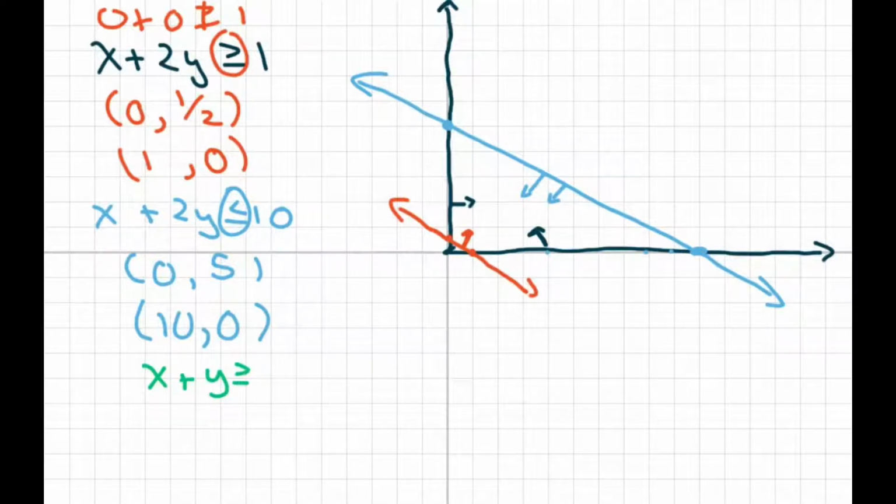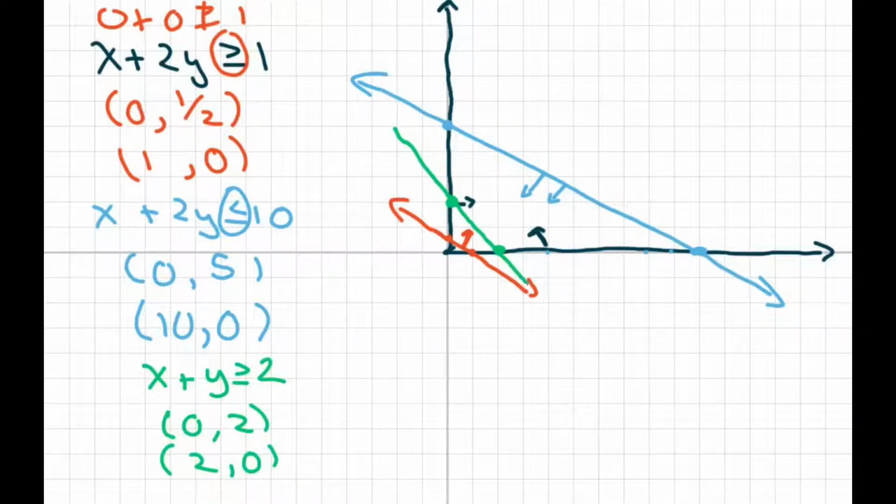Now the next one was x plus y is greater than or equal to 2. So when x is 0, y is 2. And when y is 0, x is 2. So we can go up to 2 and 2. I should have put 2 here. All right, so let's connect those two. And this is also shading upward, so we're going to be shading in here. We almost have our region.